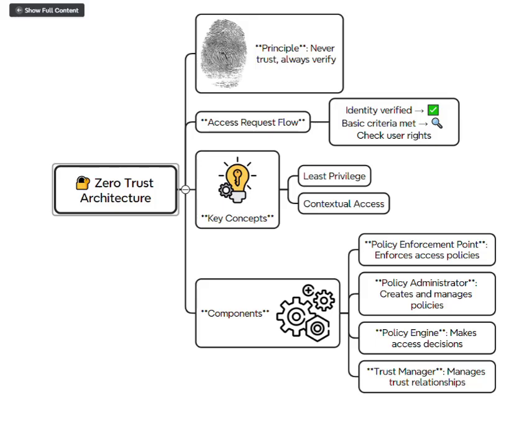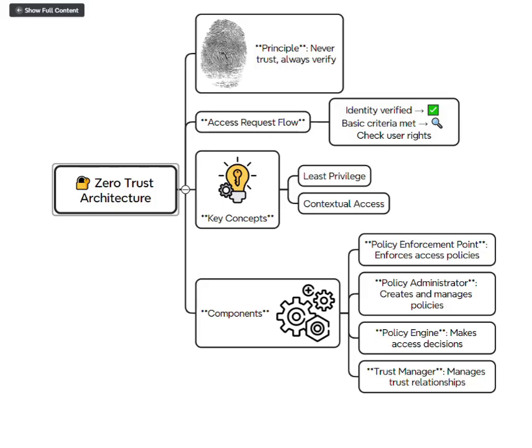The idea is never trust, always verify, meaning every request to access something needs to be checked and validated again and again. Even after a user passes the basic ID check, the system needs to make sure they actually have permission to access whatever they're trying to reach. That's where checking user rights comes in. It's because access should only be given to what's absolutely necessary.